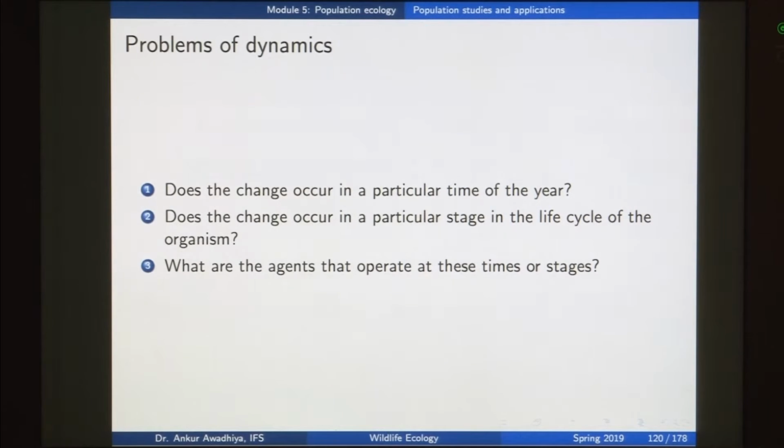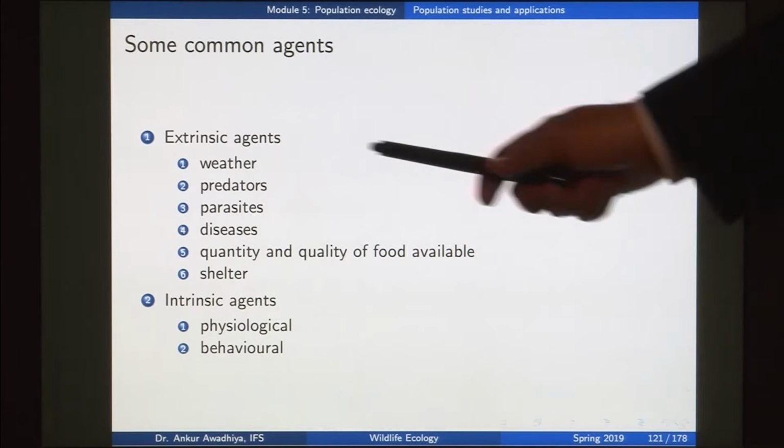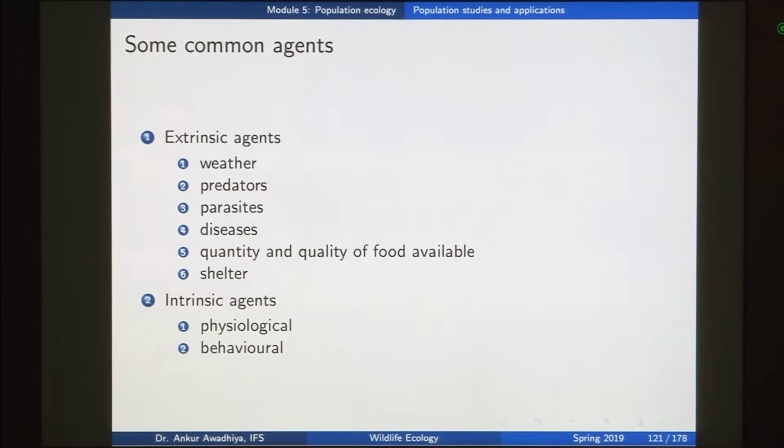And there can be a number of such agents. You can have extrinsic agents or you can have intrinsic agents. Extrinsic agents are those agents that are acting outside of the organism. So, things such as weather, probably it was very hot, probably it was very cold, very dry, very wet. So, weather can be an extrinsic agent. Probably it rained much better this year. So, that is why we are seeing more number of locusts.